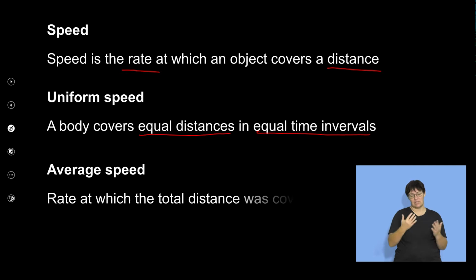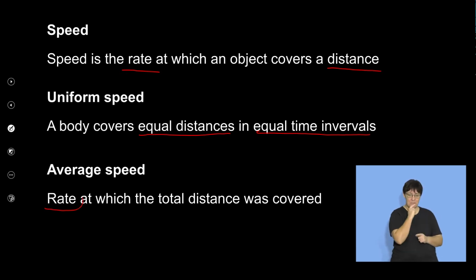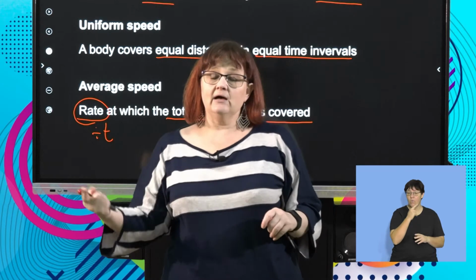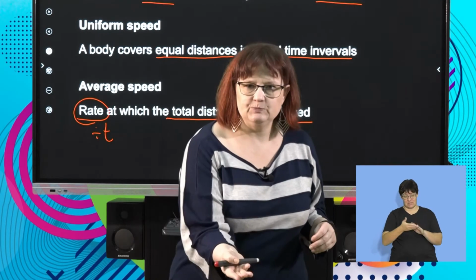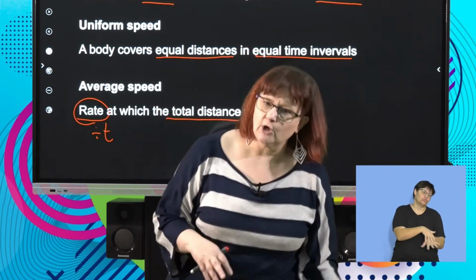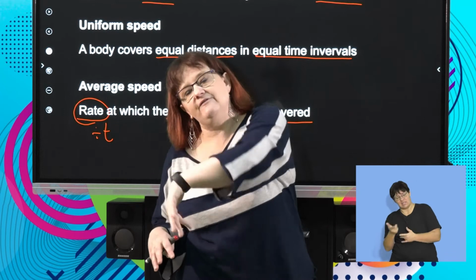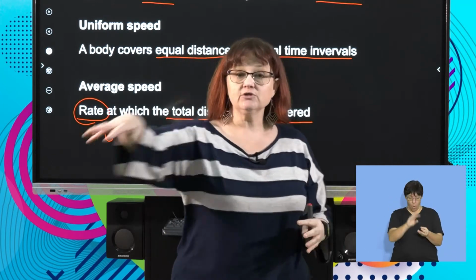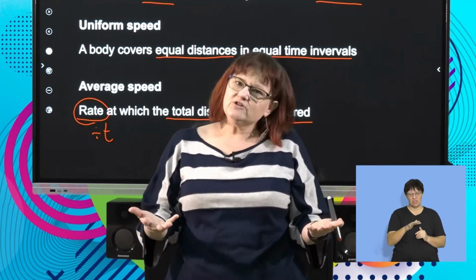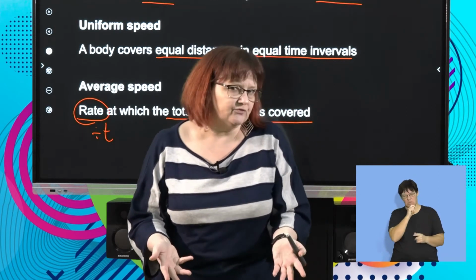Average speed means it's the rate, in other words, we divide by time, at which the total distance was covered. So we calculated for my friend's walk the average speed. Basically, we ignore the times when they went really slow, and we ignore the times that they went really fast. We just look at the total distance, and we look at the total time. Average is sometimes a little bit more useful.